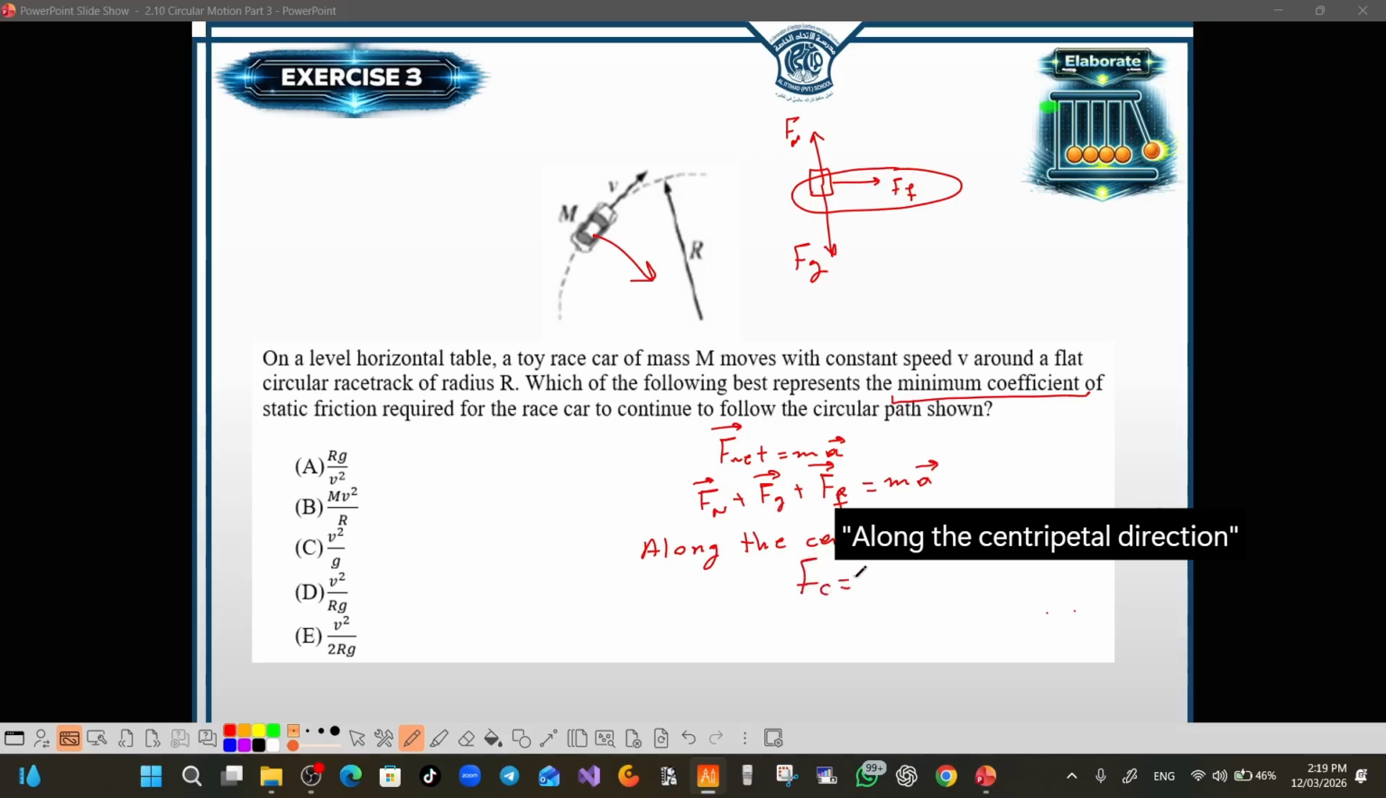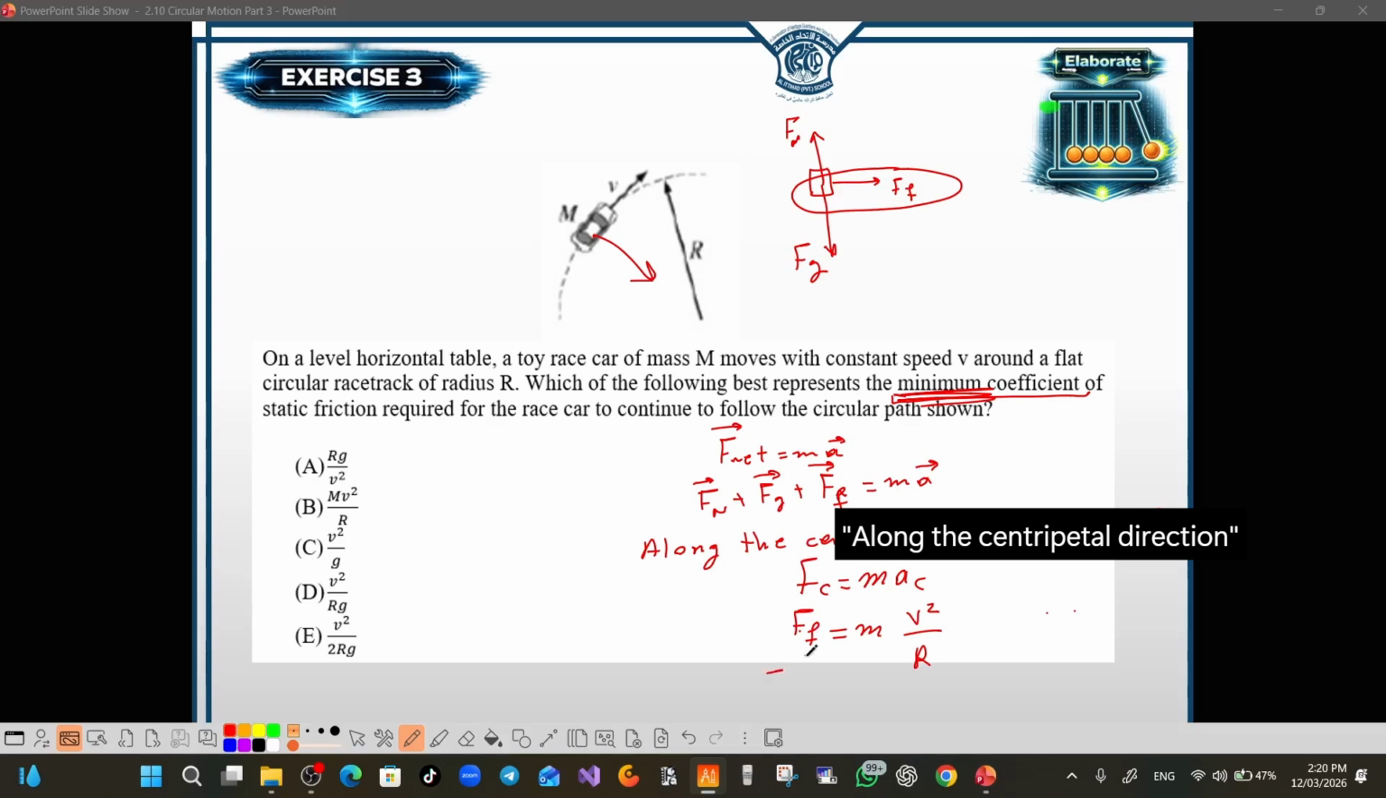Then Fc is equal to ma. Only Ff is promoted to be the Fc because it's toward the center, and ac can be written as v squared over r. Now Ff, since we need to find the minimum coefficient, the minimum coefficient means we are at the verge of the motion.